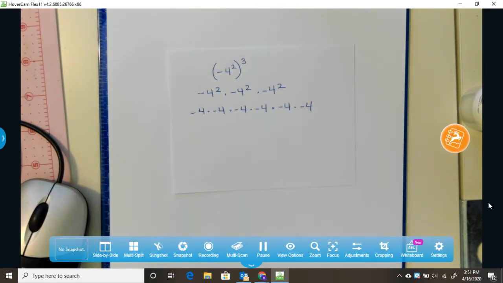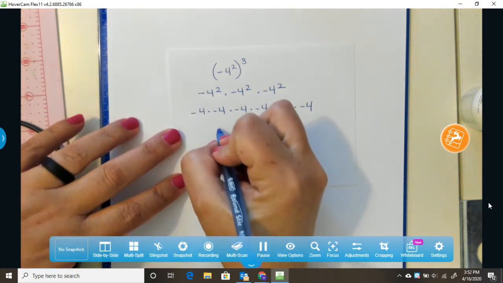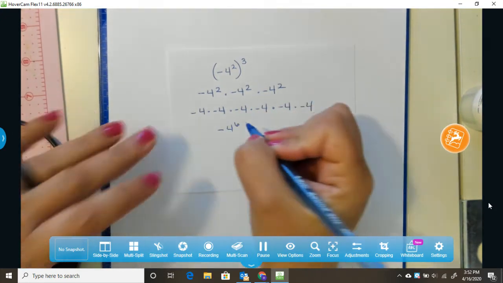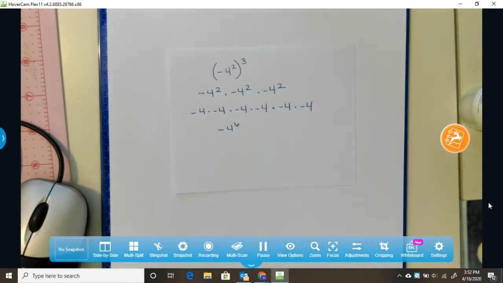So when I look at this, again, I could multiply. A negative 4 times a negative 4 is a positive 16, and then I multiply that again times a negative 4, and that gives me, I don't know, like 54 or something like that, maybe. Anywho, I'm looking to put this back as an exponent. So it's telling me that I have 1, 2, 3, 4, 5, 6 negative 4s, and they're being multiplied. So it's really negative 4 to the 6th. Okay, so think about that and think about what rules we can use.